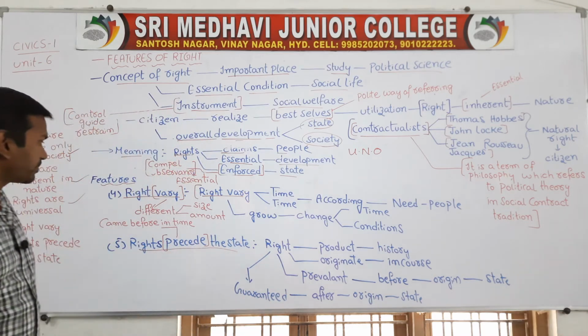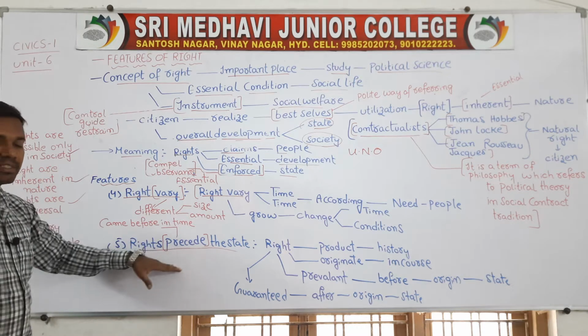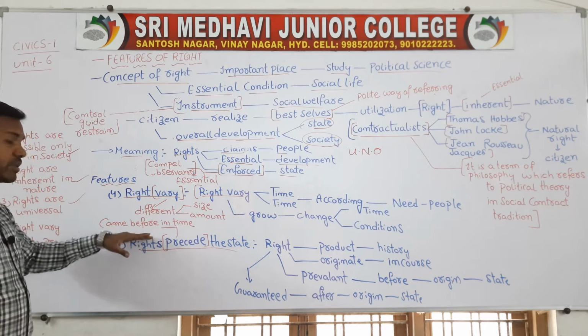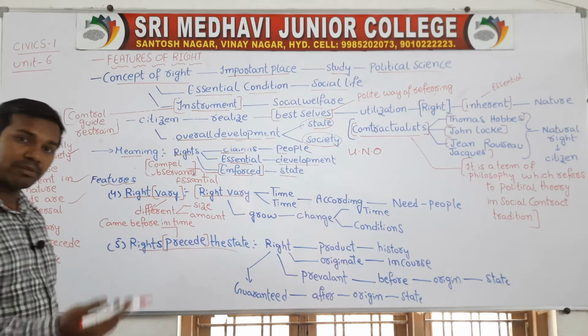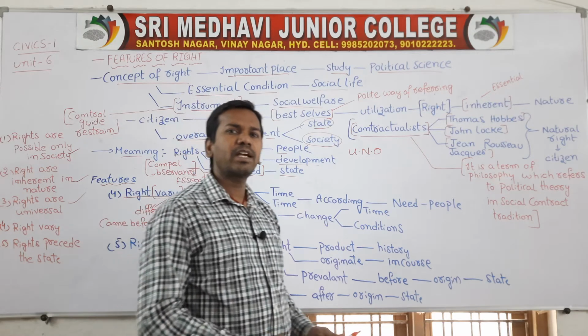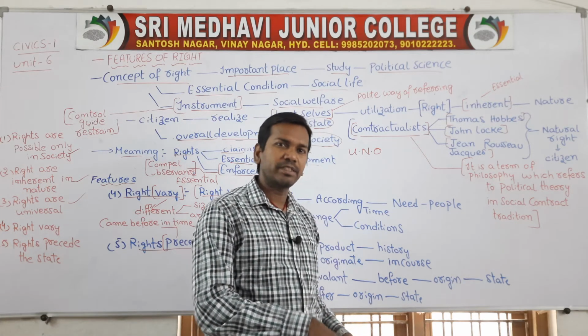This is one point. Rights precede the state. What is meant by rights precede the state? In the sense, rights came before in time. Anything which comes before in time is called preceding. Many people believe that only today, in the modern age, rights were formulated. It is not like that.